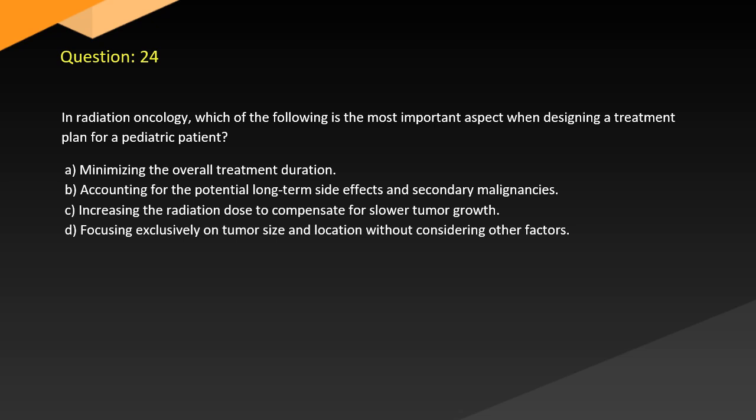Question 24. In radiation oncology, which of the following is the most important aspect when designing a treatment plan for a pediatric patient? A. Minimizing the overall treatment duration. B. Accounting for the potential long-term side effects and secondary malignancies. C. Increasing the radiation dose to compensate for slower tumor growth. D. Focusing exclusively on tumor size and location without considering other factors.